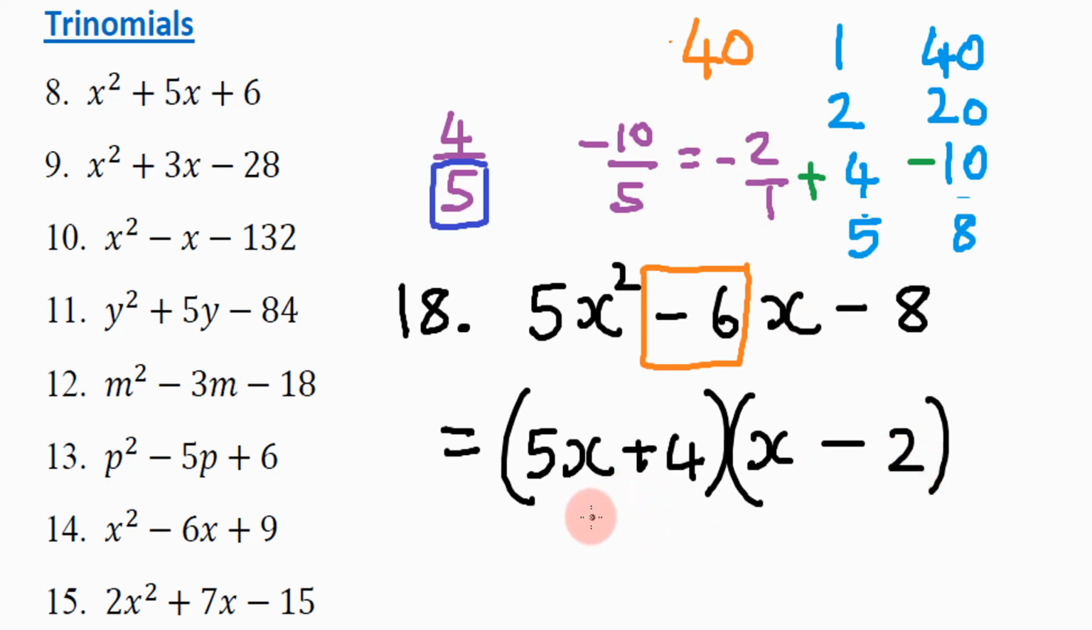Now we do a quick mental check. 5x times x is 5x squared. Positive 4 times negative 2 is negative 8. Then we have 4x minus 10x, which will give us negative 6x.